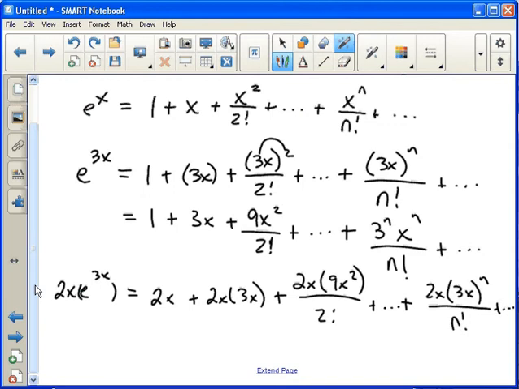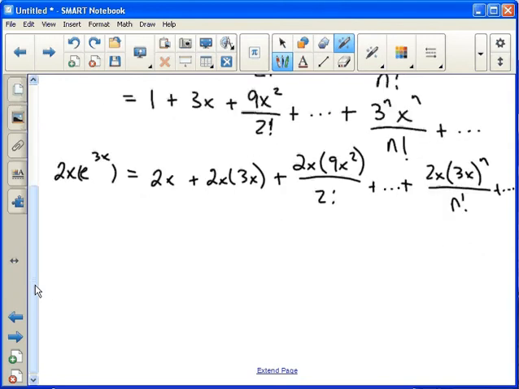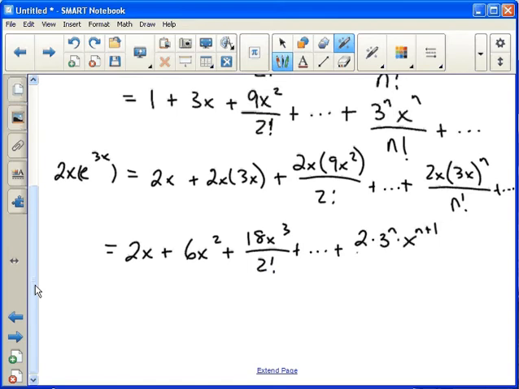we get 2x plus 6x squared plus 18x cubed over 2 factorial plus, and then here, again, you can be kind of flexible. I would probably be inclined to write it as 2 times 3 to the n times x to the n plus 1 over n factorial. That's probably the best way to write it, but it's not incorrect even the way it's written originally. So the general term you can be a little more flexible on when it comes to simplifying. But one reason I did this example is to make sure you understand the difference between substituting and multiplying. It's a big difference there.